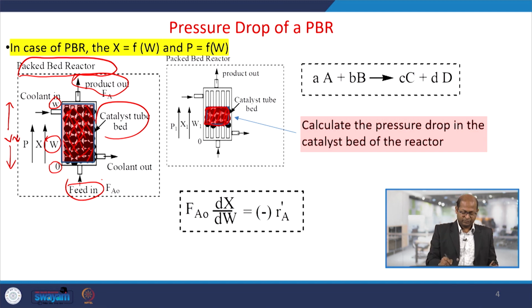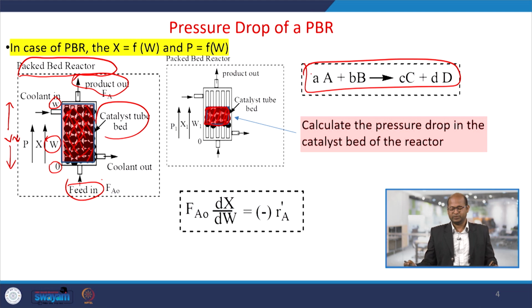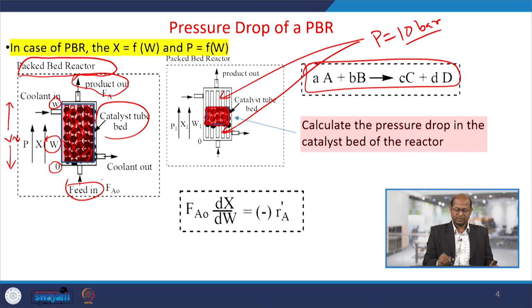So, here if we conduct the reaction, let us say on the right-hand side we have placed A plus B going to C plus D. If we conduct the reaction at 10 bar pressure, everywhere, from point to point, we expect the pressure to be 10 bar. But due to the presence of catalyst the pressure may be different, or maybe the pressure changes inside of the beds. So, that we will study.